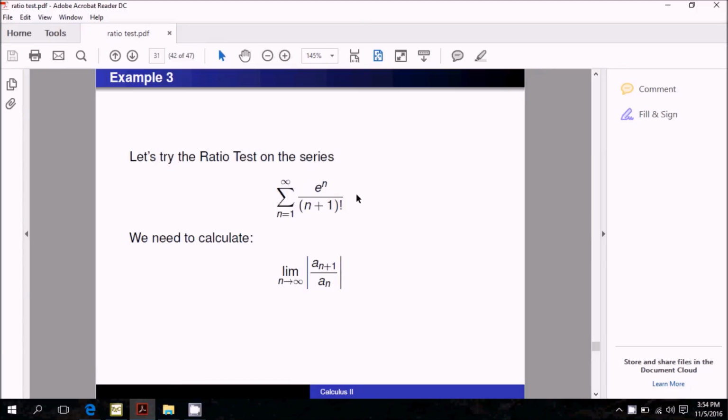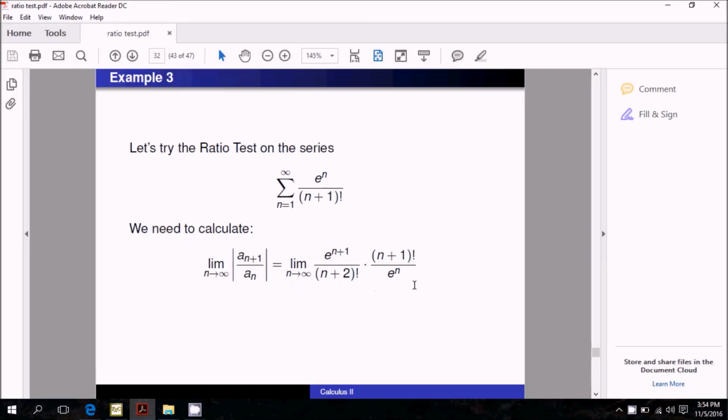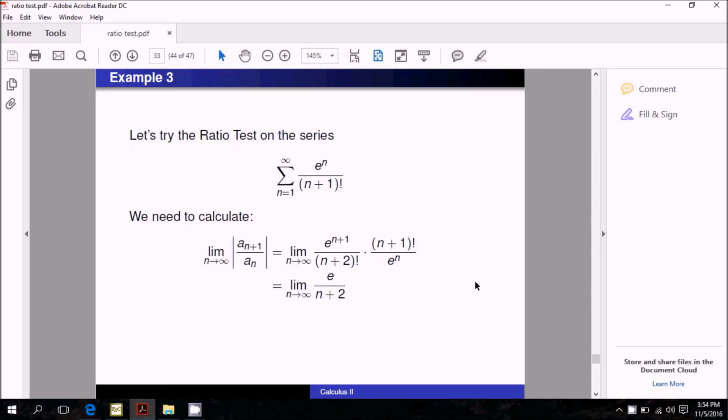Okay, so let's look at this limit. Here's the n plus 1 term times the reciprocal of the n term. The e's, we'll get some cancellation. After the cancellation, we'll only have one factor of e left in the numerator. And then this n plus 2 factorial, well, that's n plus 2 times n plus 1 factorial, so the n plus 1 factorials will cancel out, leaving us only an n plus 2 in the denominator. Now this limit is a limit of a constant e over a denominator that's getting bigger and bigger and bigger, and so that limit's going to be 0.